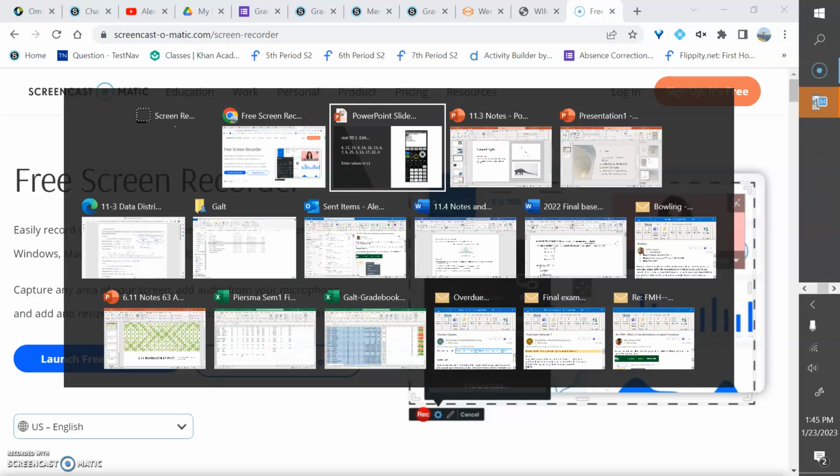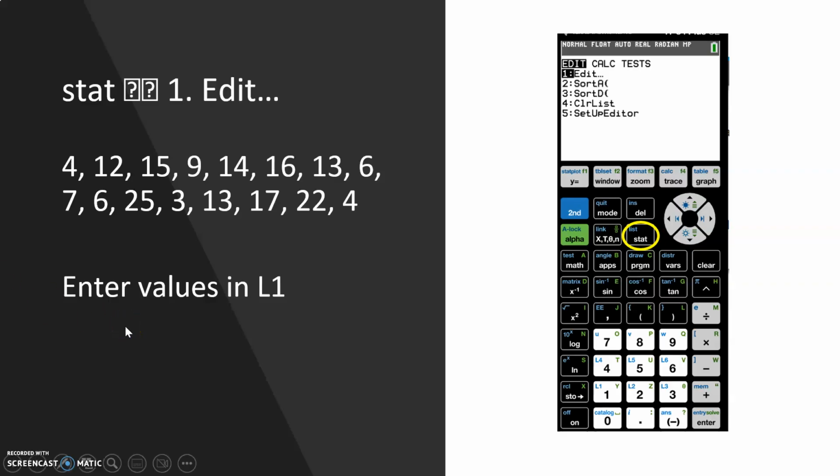I thought I had a calculator up. I don't apparently. But you'll just enter each of those numbers into L1.